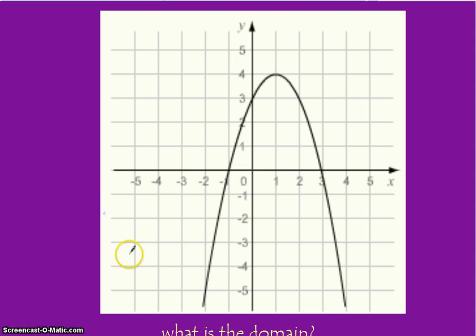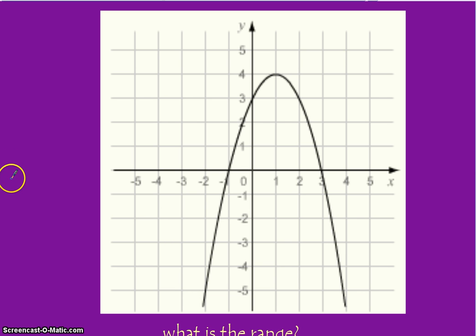What is the domain? There are no points at the end, so you have to assume that these are arrows. That means that your domain is all real numbers. The only time your domain is not all real numbers is if they give you definite points showing the beginning and the ending of the line. What is the range?